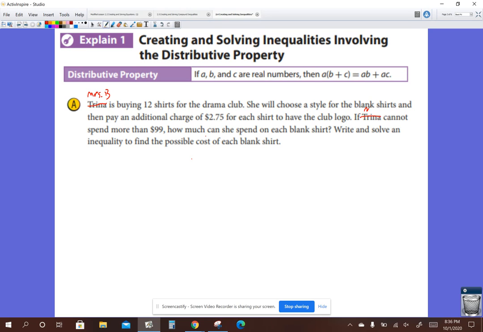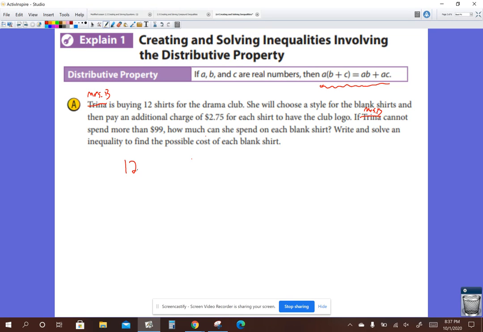Write it down again. This is B. Cannot spend more than $99. How much can she spend on each blank shirt? Write and solve an inequality to find the possible cost of each blank shirt. And look, I wonder why this is in the notes. Well, the reason being is because of the 12 shirts, not only do you have to pay for the shirt, but you also have to pay that additional charge. So we're going to use that to our advantage here.